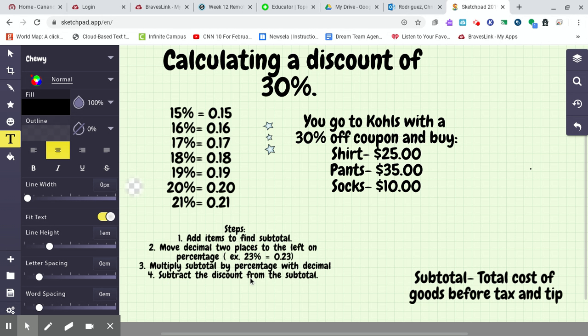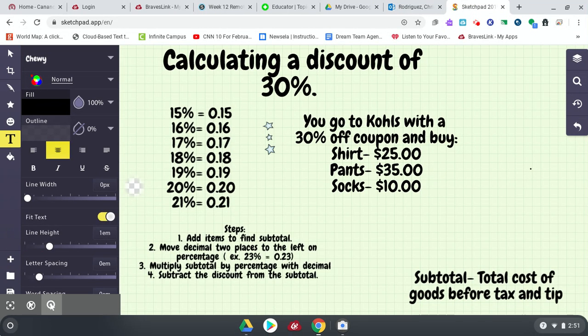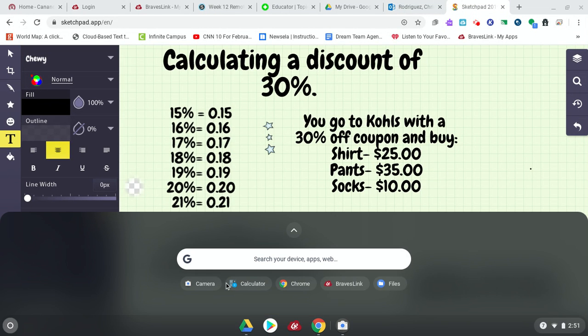So let's go through our problem right here. You go to Kohl's with a 30% off coupon and buy a shirt for $25, pants for $35, and socks for $10. So let's pull out our calculator.